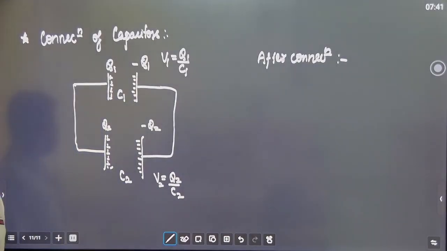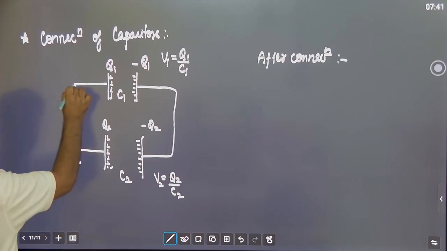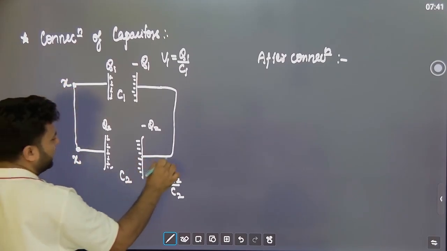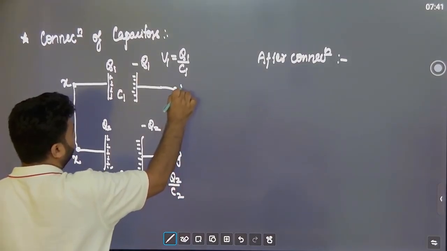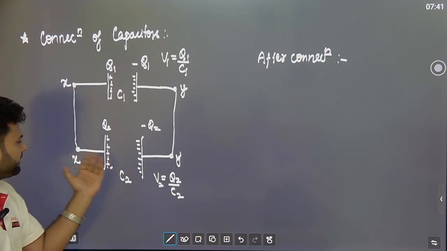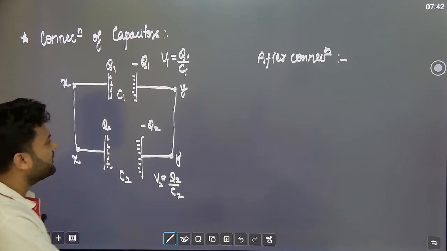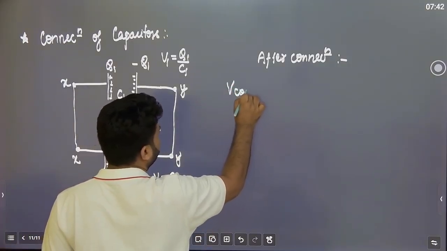Now, after you connect, what will happen? If you connect these two capacitors, they will have a common voltage. Why? Suppose you have connected with wire. This potential is suppose X, so this potential will also be X. This potential is Y, so this will also be Y. So what is the potential difference? X minus Y. Means after connection, they will have a common potential. So they ask what is the common potential.